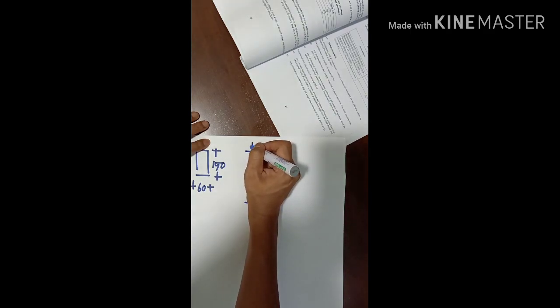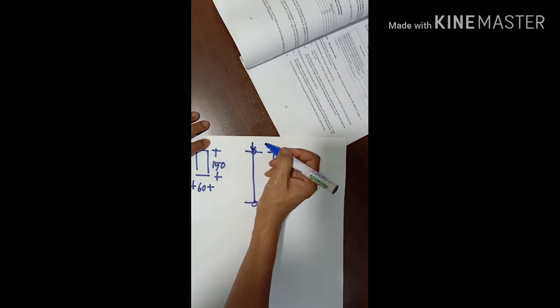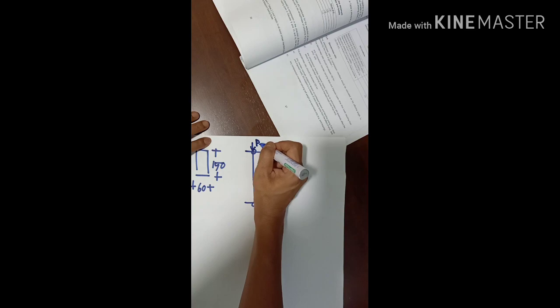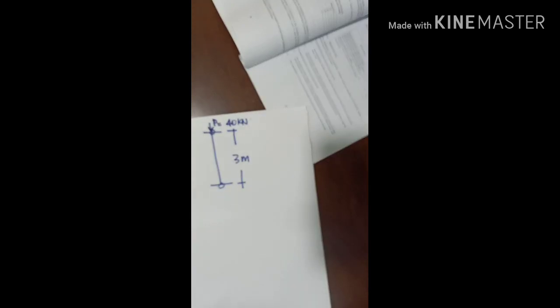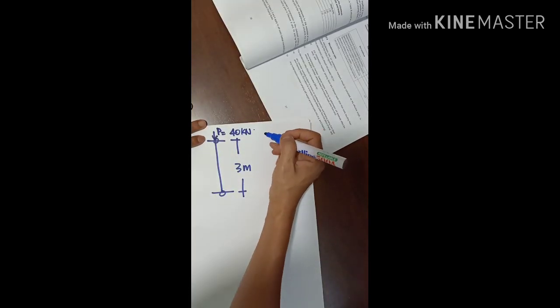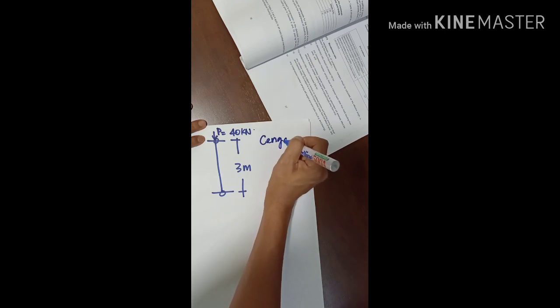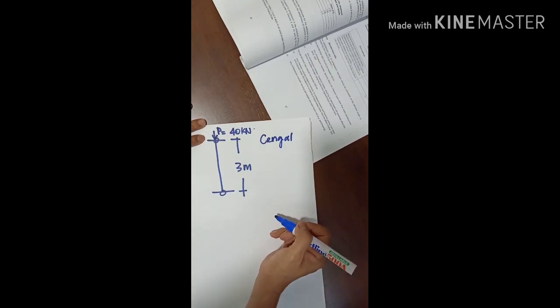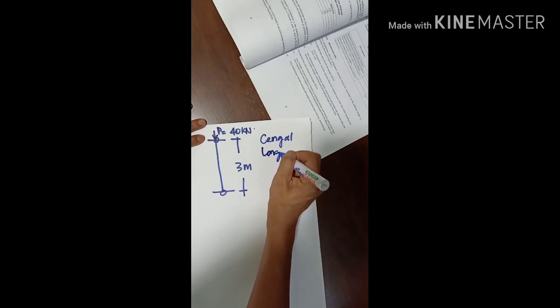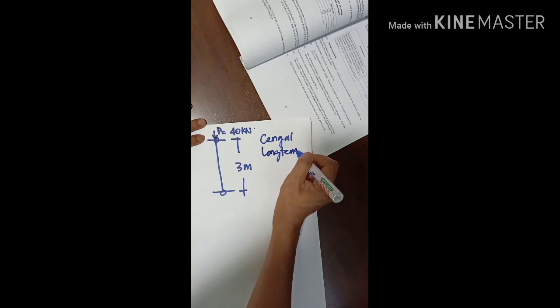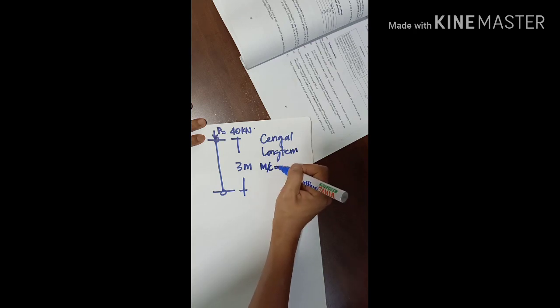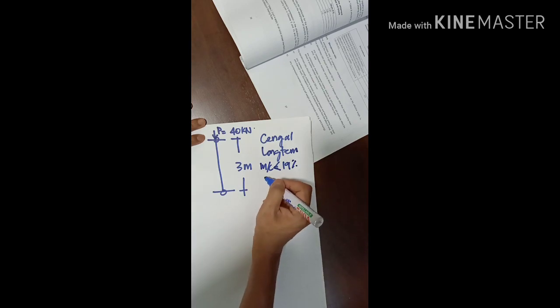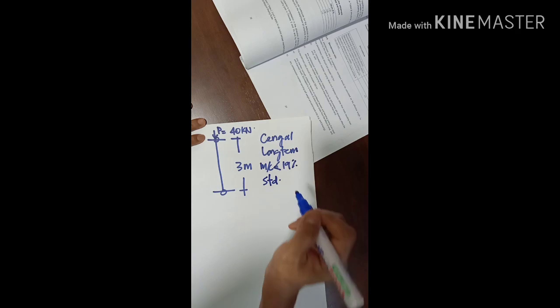The column is carrying a design load P of 40 kilonewton. The timber species is selected to be cengal, and it is for a long term design, and the moisture content is less than 19%, and it is grouped as a standard group of timber.